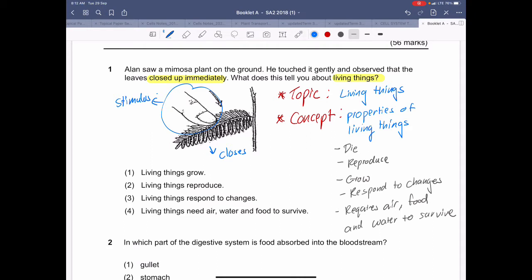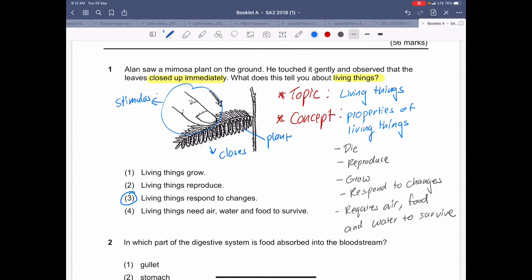So in this case, the stimulus is the touching of the leaves. When you touch, there's a change in pressure, and your living thing, which is the plant, is able to sense it. So it responds to changes. So you see the way I analyze it. Now, in MCQ, you should also try to eliminate your answers to make sure that you got the correct answer. So that's how you check.